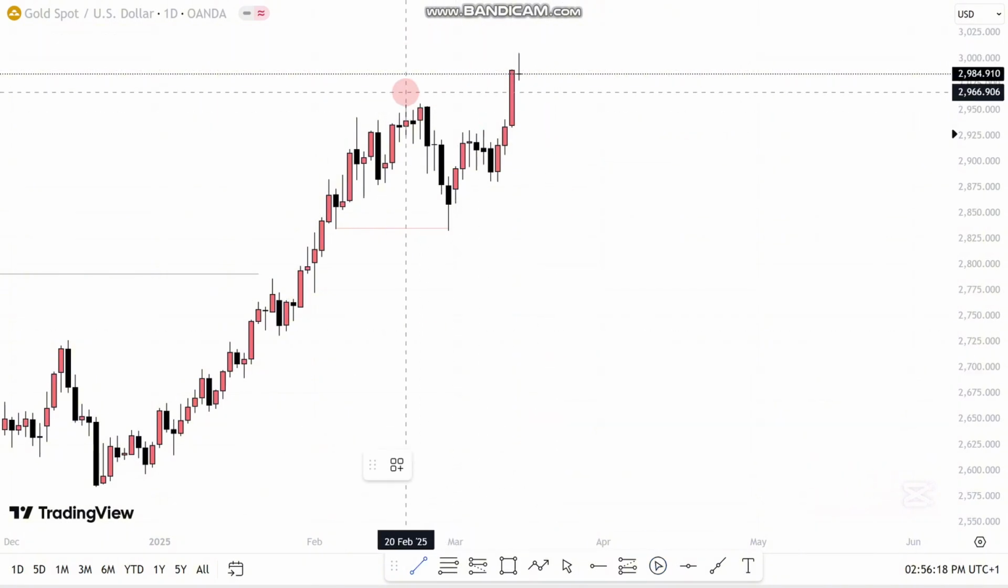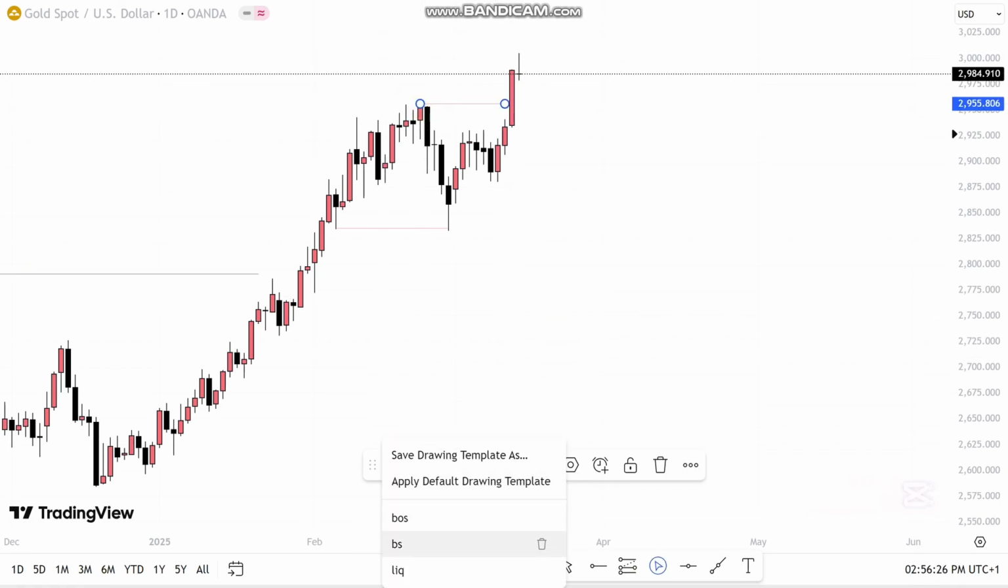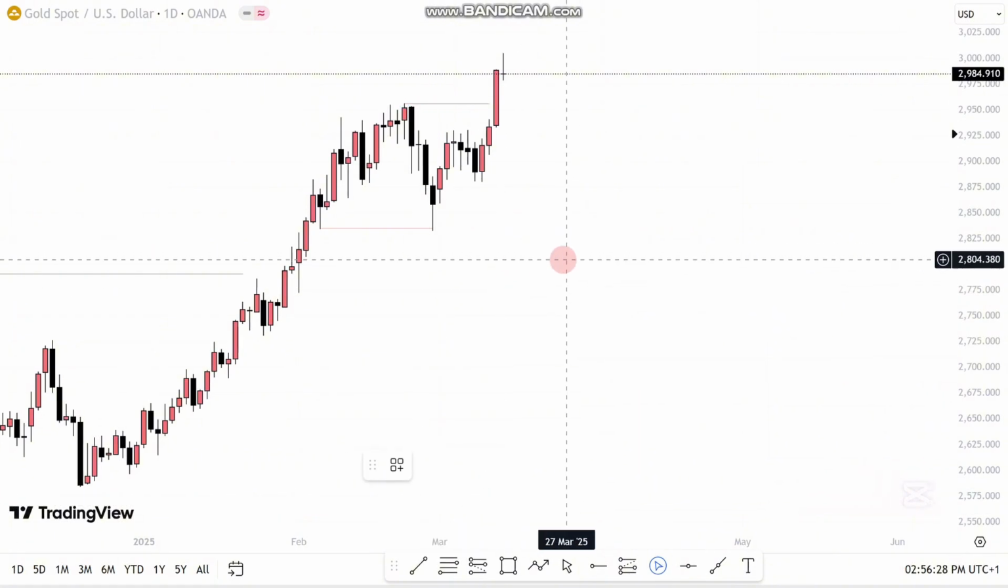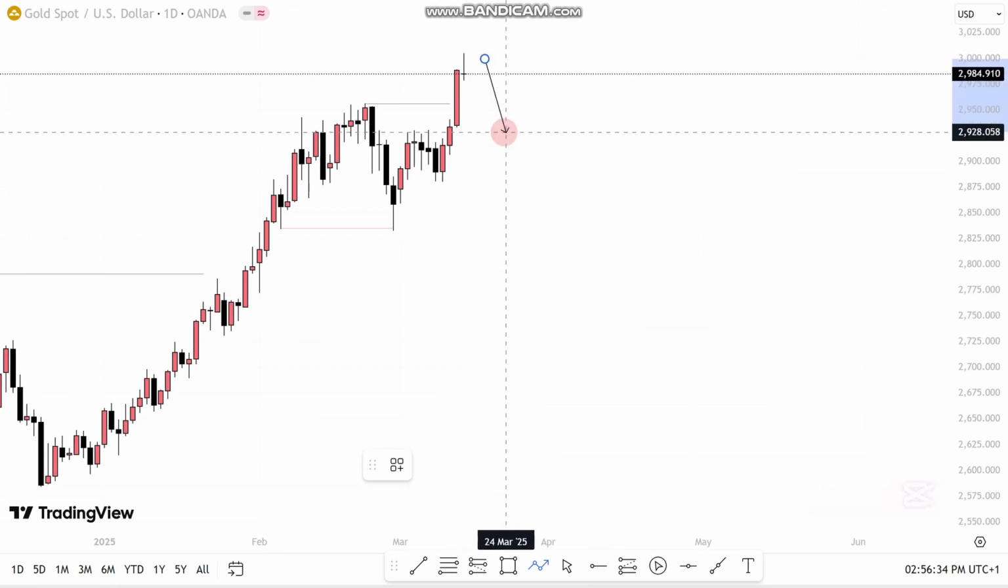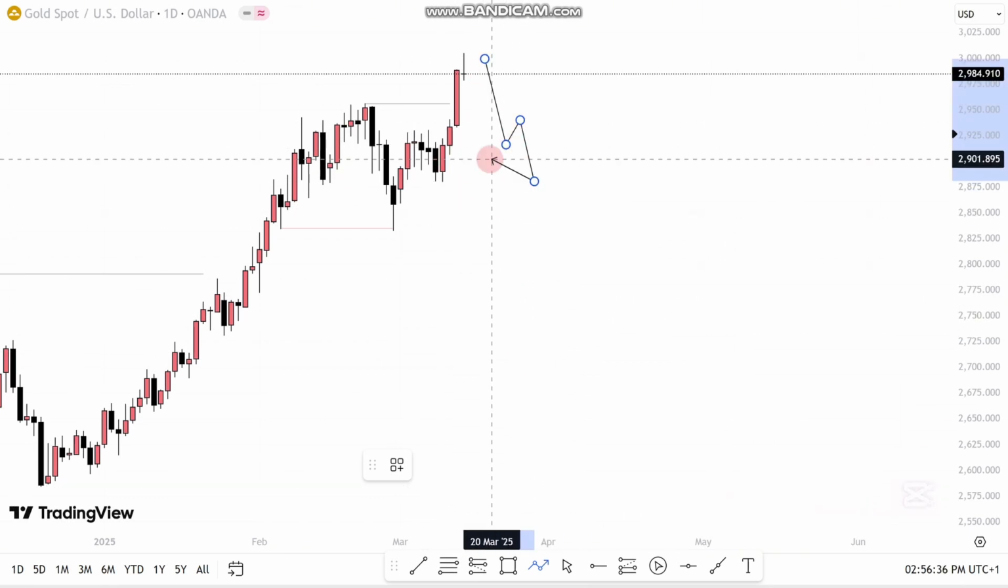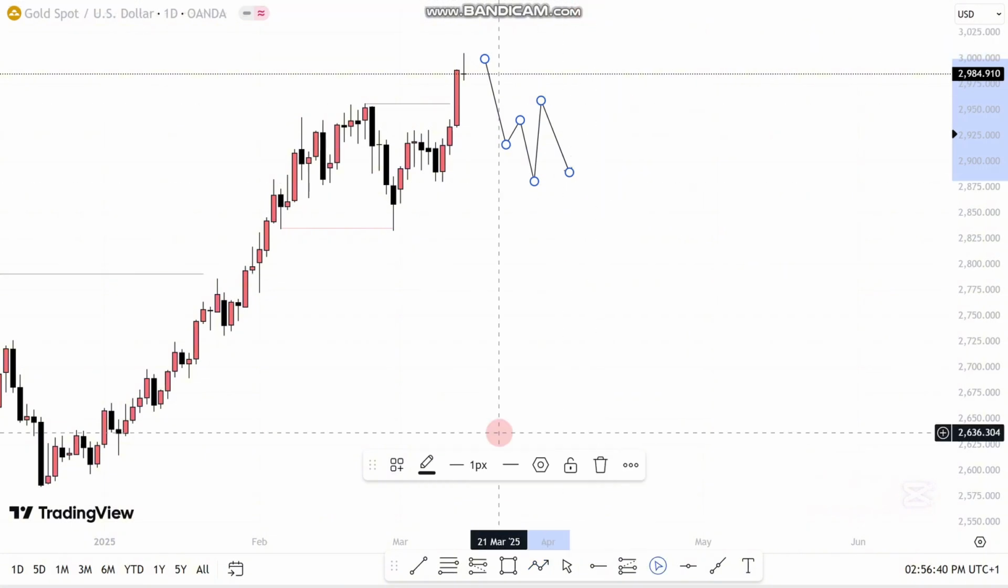Right here, this is the last break of structure on gold, which was this one. Gold went ahead and broke structure. Then what are we expecting after a daily external high gets taken? We should expect price to come, retrace, take some internal liquidity, then aim for the external. That's just it on gold.